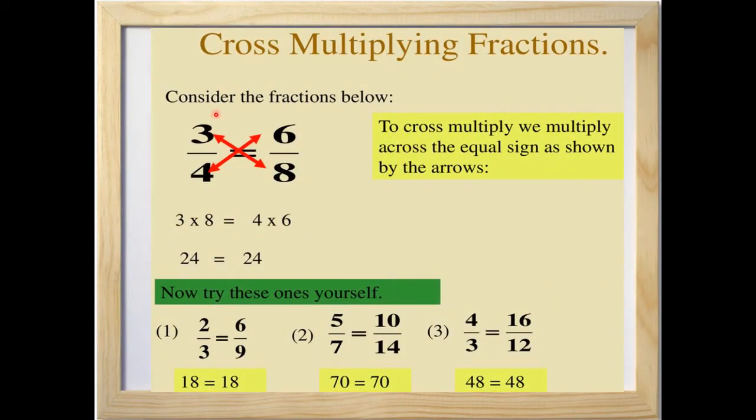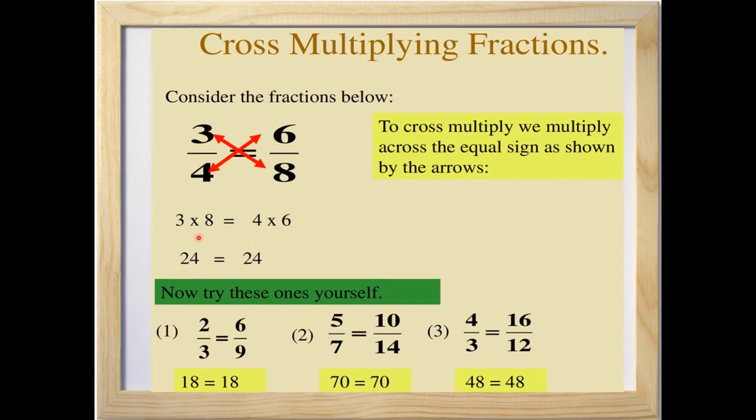Children, to find out whether two fractions are equivalent or not, there is a method. We can find out by cross multiplying the fractions. We multiply the numerator of the first fraction with the denominator of the second fraction. Then, in the second part, we multiply the numerator of the second fraction with the denominator of the first fraction, that is 3 into 8 and 4 into 6.